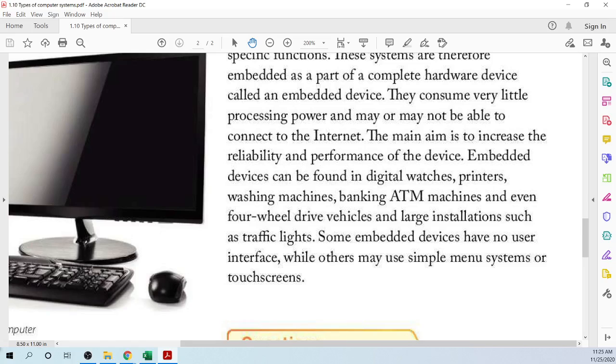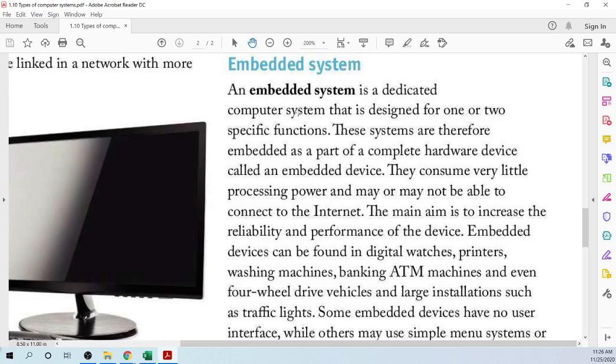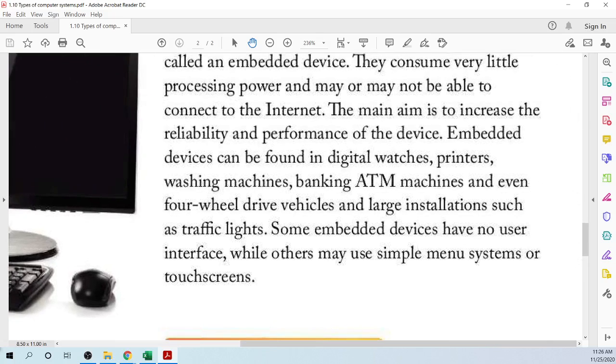Some embedded devices have no user interface. Others may use simple menu systems or touchscreens. Good. So these embedded systems, they are still computer systems, but they're only designed for a specific function. Maybe to monitor something, or as the examples here show, to tell you the time, to print a document, to process documents, to operate a washing machine, to operate the ATM machine, to operate vehicles, traffic lights, and so on.